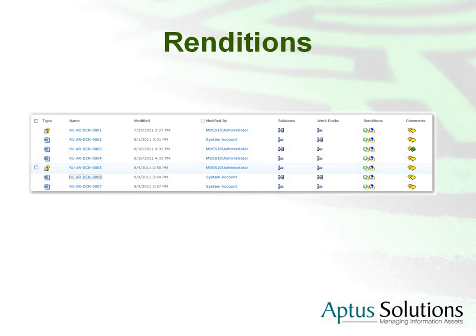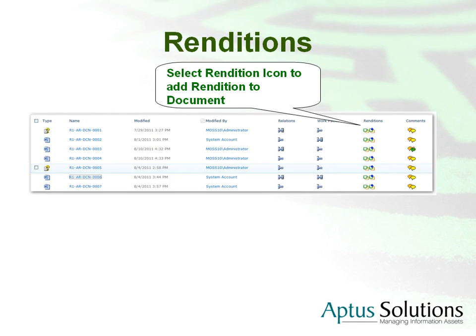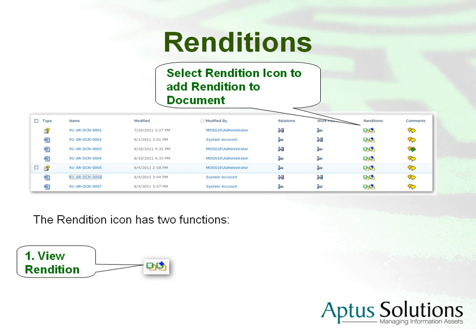Adding a rendition to a document, again, is very similar to relations and work packs. We'd select the rendition icon to add a rendition, but in this case the rendition icon has two functions. If I click on the left side, I can view the rendition or renditions. If I click on the right side, I can edit or add renditions.